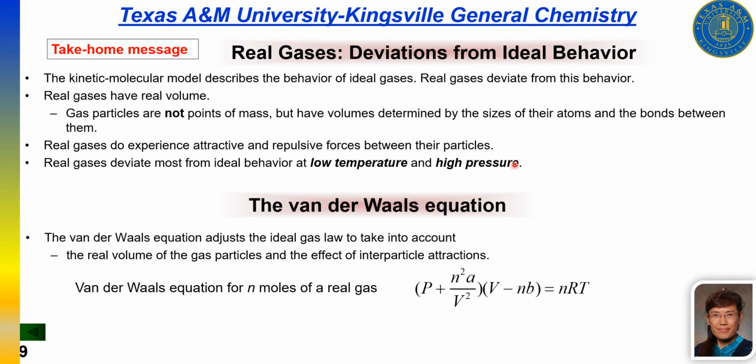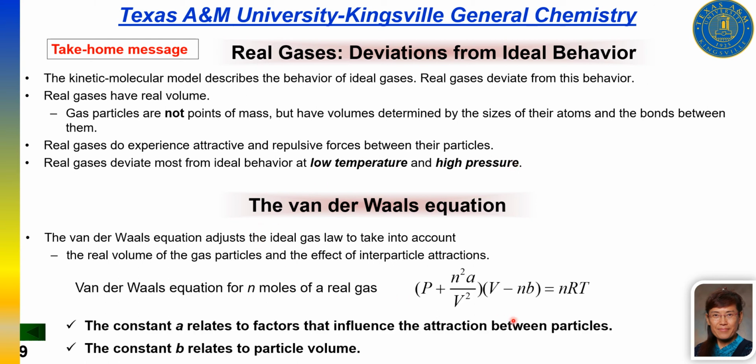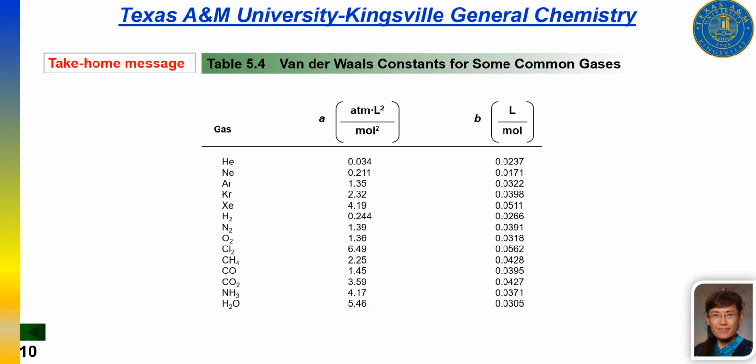Therefore, we have another equation called the van der Waals equation. The van der Waals equation is shown this way, meaning your pressure must be corrected and your volume must be adjusted. Therefore, you have two different constants, A and B. A is related to the influence of attraction, B is related to the particle volumes. And we also have some values for A and B in case you need them in your study.